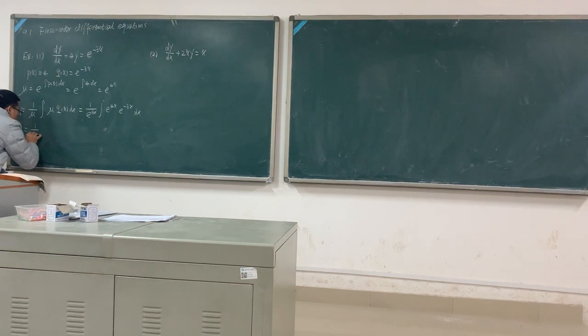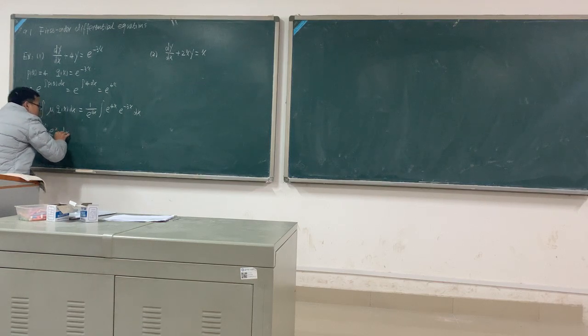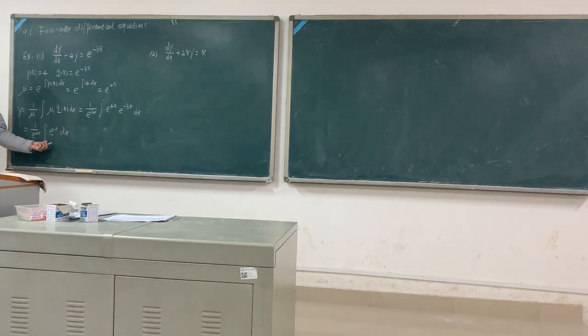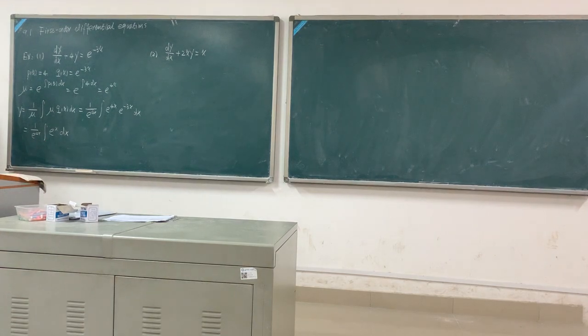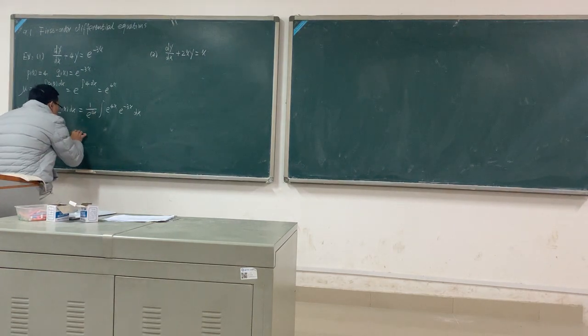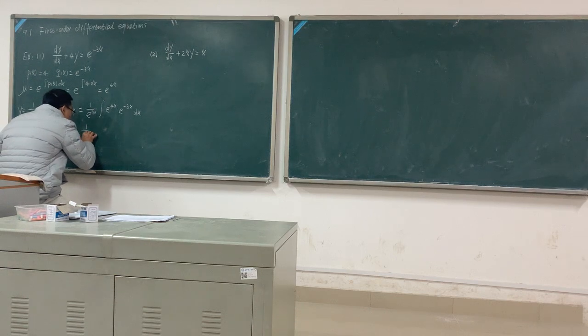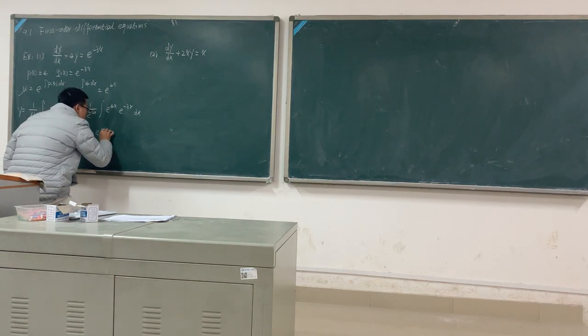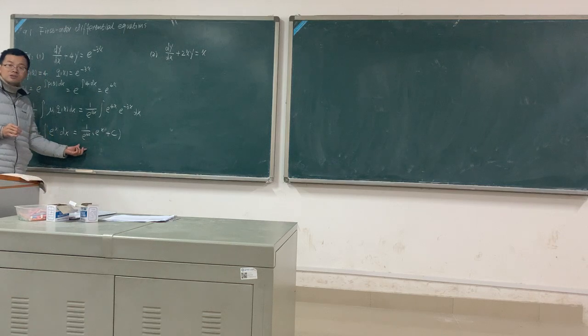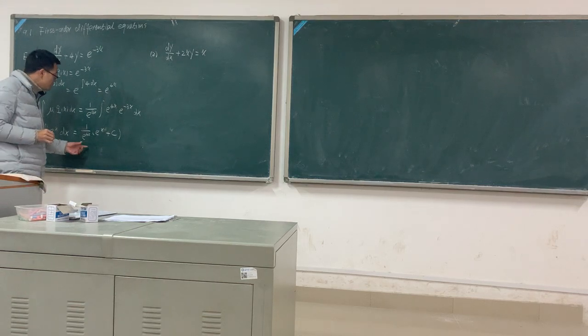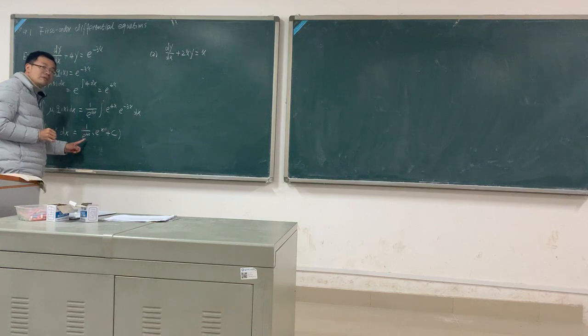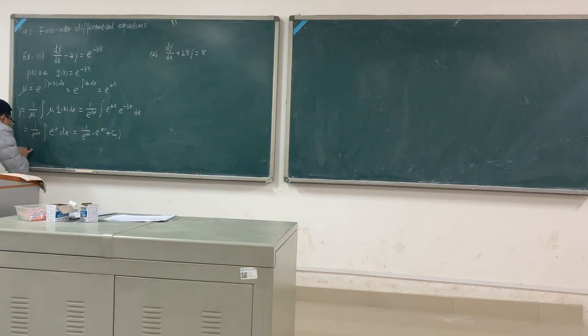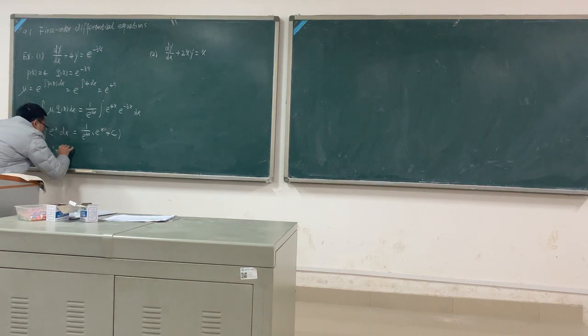Here is 1 over e to the power 4x times the antiderivative of e to the power x. The antiderivative of e to the power x is e to the power x plus c. So the result is 1 over e to the power 4x times (e to the power x plus c). So this is the answer. Of course, you can write 1 over e to the power 4x as e to the power minus 4x, so e to the power minus 4x times (e to the power x plus c).